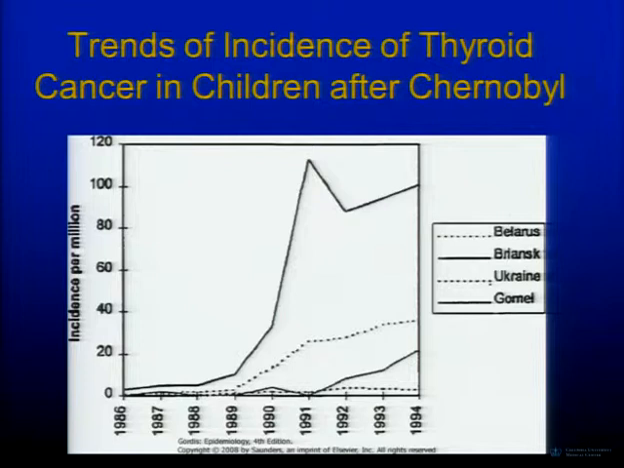This is looking at the trends of incidence of thyroid cancer in children after Chernobyl. So they used surveillance to determine the impact of the accident at Chernobyl on childhood cancer. And what they found was the highest incidence in the most contaminated areas, which was this line up here, Gomel, and then also the Ukraine, which is this line here. So we can look at the trends of incidence over time to see, when the accident happened, did we all of a sudden see a large increase in the rates? And yes, in fact, they did.